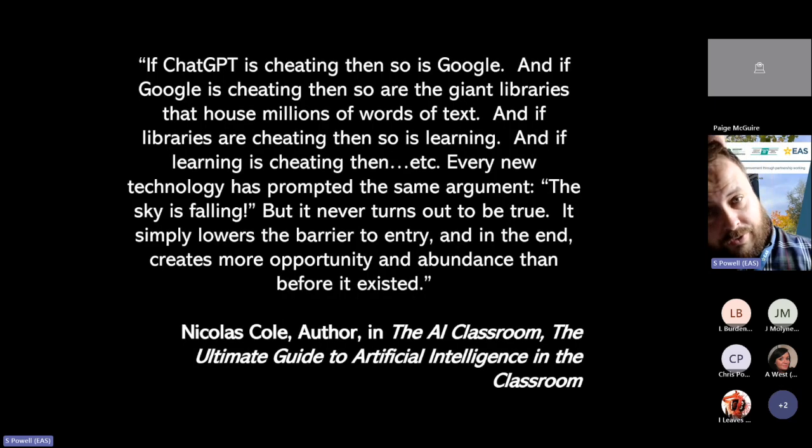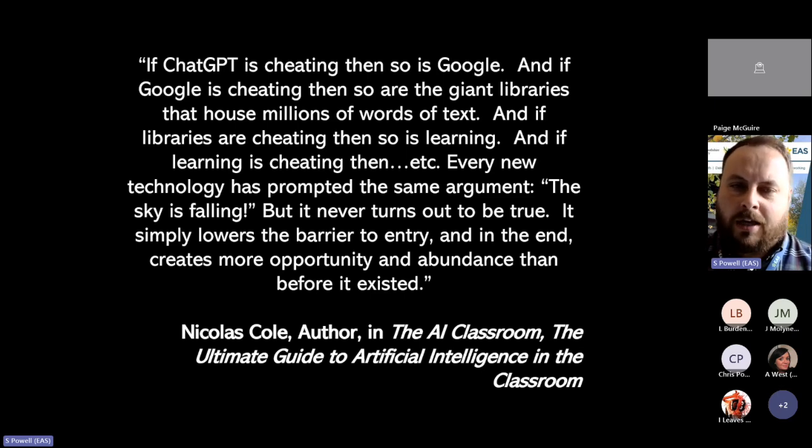I think this was really interesting, something that comes up in Dan Fitzpatrick's book. Nicholas Cole, who is a writer in the digital field, said the following: if ChatGPT is cheating, then so is Google. And if Google is cheating, so are the giant libraries that house millions of words of text. And if libraries are cheating, then so is learning. And if learning is cheating, then I suppose every new technology has prompted the same argument. The sky is falling, but it never turns out to be true. It simply lowers the barrier to entry and in the end creates more opportunity and abundance than before it existed.